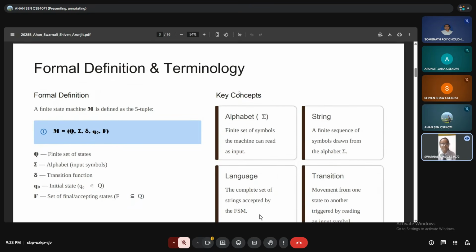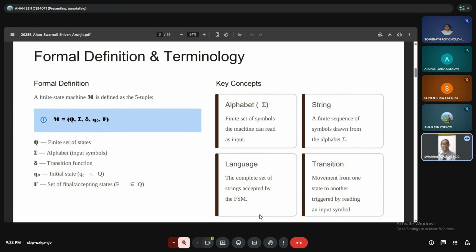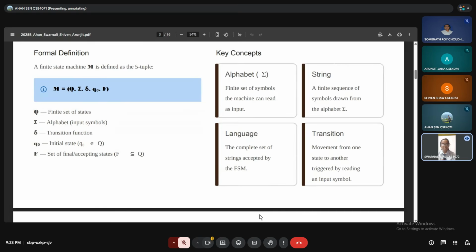So alphabet means the set of inputs that the machine reads. A string is a sequence of input symbols. A language is the set of accepted strings. Transition means moving from one state to another.